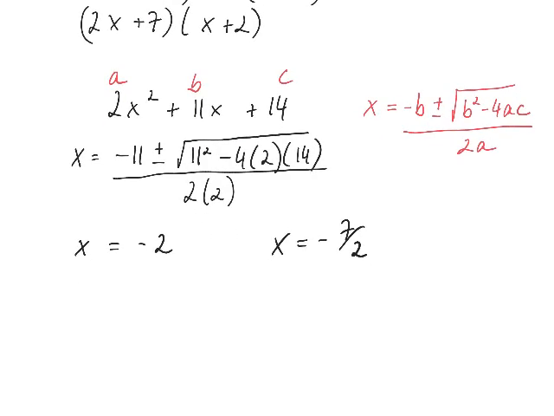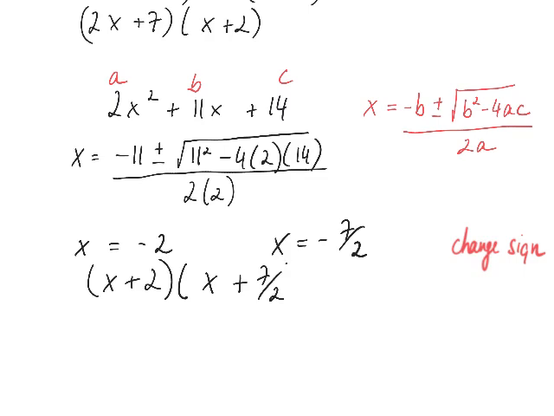So we can form our brackets from this, but we have to do two things. The first thing is, when we form the bracket, we change the sign. So that means we end up with (x plus 2) times (x plus 7 over 2). That minus 2 became a plus 2, and that minus 7 over 2 became a plus 7 over 2. But we're not done yet.